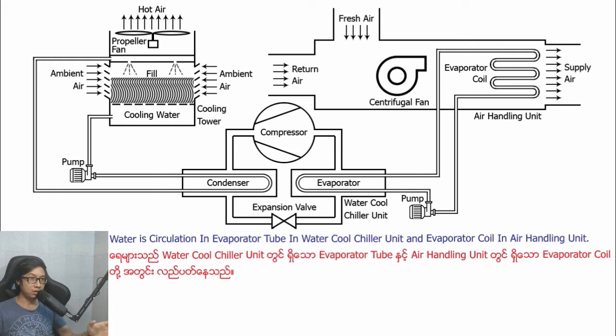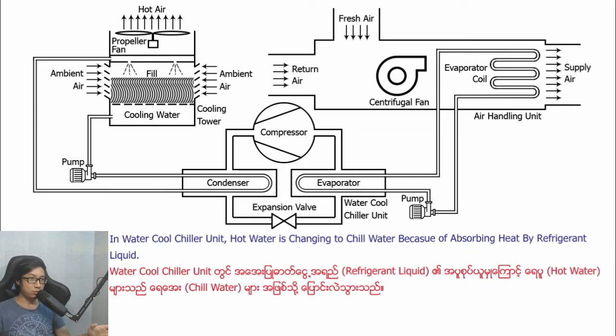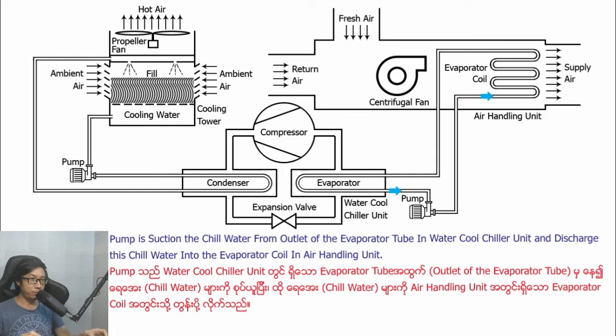Water circulates in the evaporator tube in the water-cooled chiller unit and the evaporator coil in the air handling unit. In the water-cooled chiller unit, hot water changes to chilled water because of heat absorbed by the refrigerant liquid. A pump suctions the chilled water from the outlet of the evaporator tube in the water-cooled chiller unit and discharges this chilled water into the evaporator coil in the air handling unit.